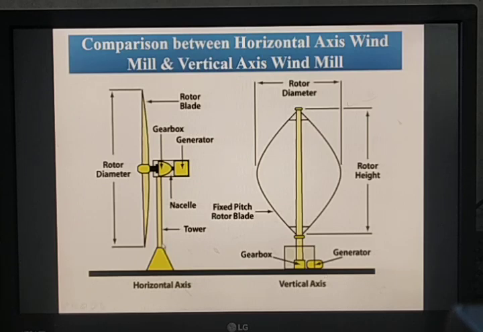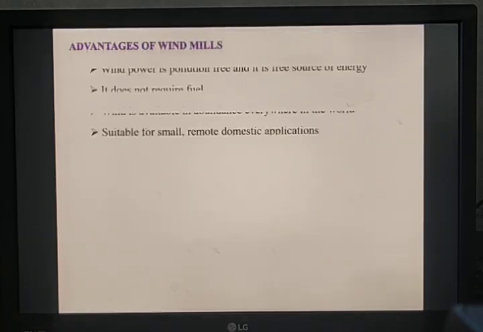In horizontal axis windmill, rotor spins around horizontal axis, that is the rotor is placed in horizontal direction. In vertical axis windmill, rotor spins around vertical direction, that is the shaft is placed on vertical. Next, the advantages of windmill.